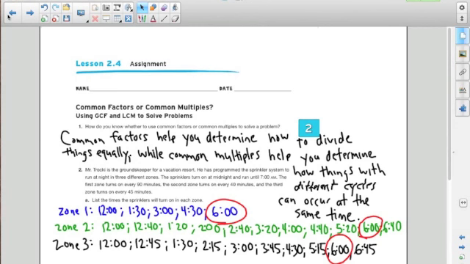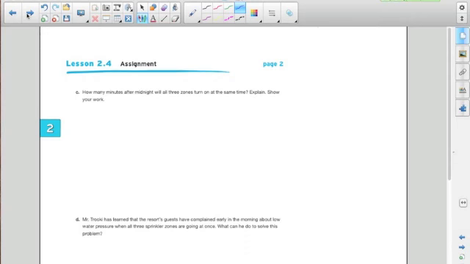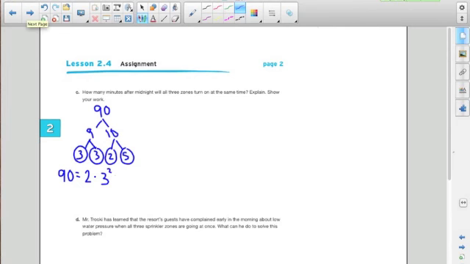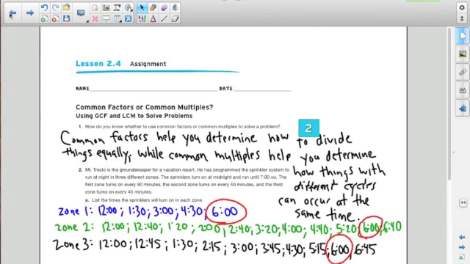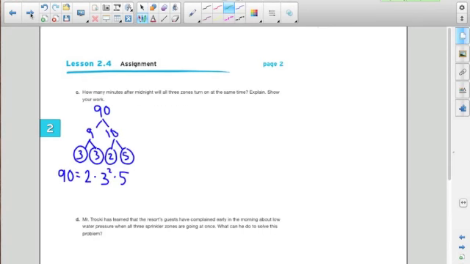Part C is asking how many minutes after midnight will all three zones turn on at the same time. Notice how this was cycle problems. This happened every so often, so this is the least common multiple problem. To do this, I decided to show the least common multiple by doing the prime factorization. All right? And so I did the prime factorization for 90, and then I'm going to do the same thing for 40, and then I'm going to do the same thing for 45.